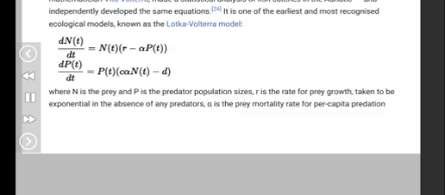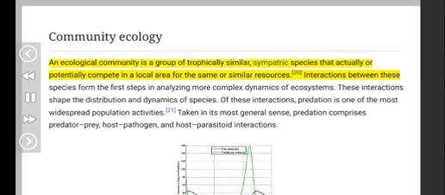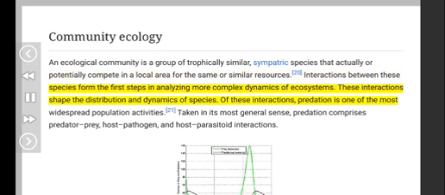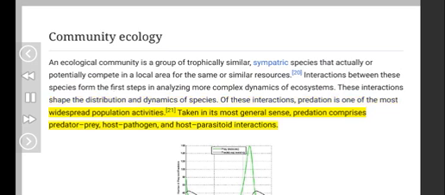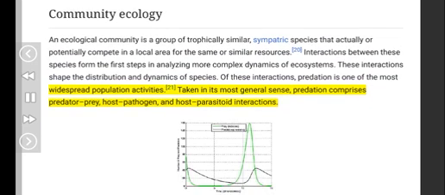Community ecology. An ecological community is a group of trophically similar, sympatric species that actually or potentially compete in a local area for the same or similar resources. Interactions between these species form the first steps in analyzing more complex dynamics of ecosystems. These interactions shape the distribution and dynamics of species. Of these interactions, predation is one of the most widespread population activities. Taken in its most general sense, predation comprises predator-prey, host-pathogen, and host-parasitoid interactions.